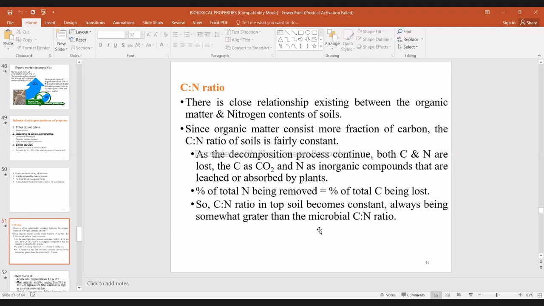Right? And then we have to discuss the carbon-nitrogen ratio in the decomposition. Hopefully we will discuss that in the next class, right? It is somewhat interesting and difficult to understand, so we will discuss it in the next class, right? Are you all clear up to this?